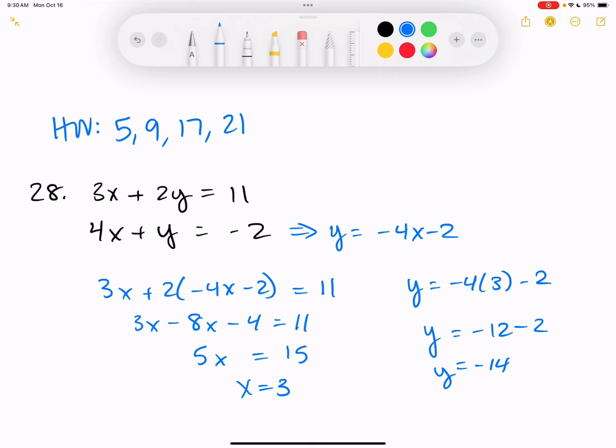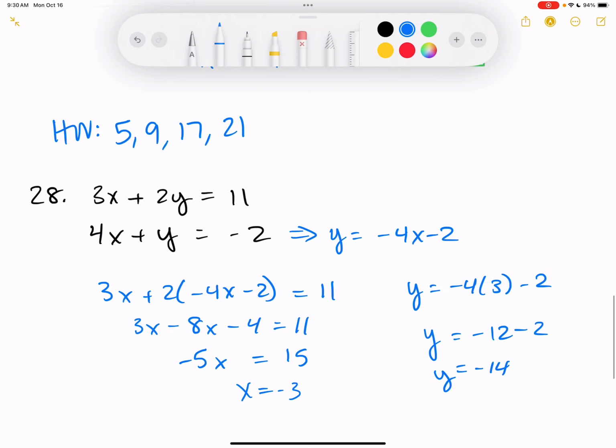Nope. Wait. This is supposed to be a negative 5 over here. I was like, hold on, I think something's wrong. All right. This was supposed to be a negative 5x, which then leads to negative 3 for x. So then this should have been positive 12 minus 2, which is 10. There we go.